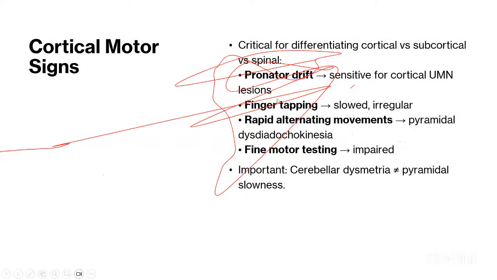Next, other sign is pronator drift. This is very sensitive for a cortical UMN lesion. And finger tapping will become very slow when we ask to tap alternate fingers. The finger tapping becomes slowed and irregular. And rapid alternating movements will also show pyramidal dysdiadochokinesia. Fine motor testing is impaired.